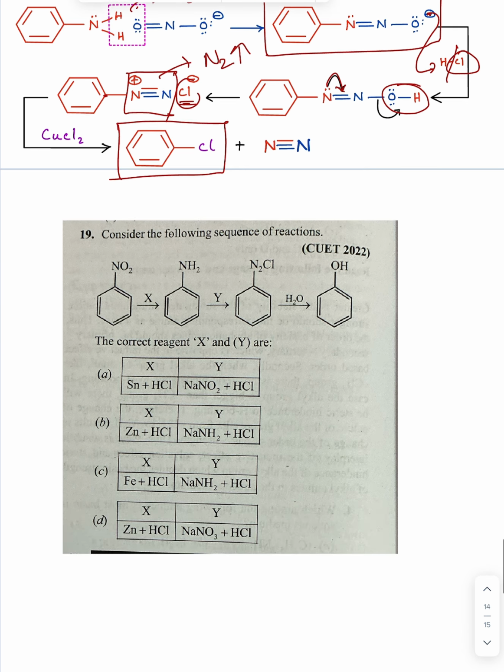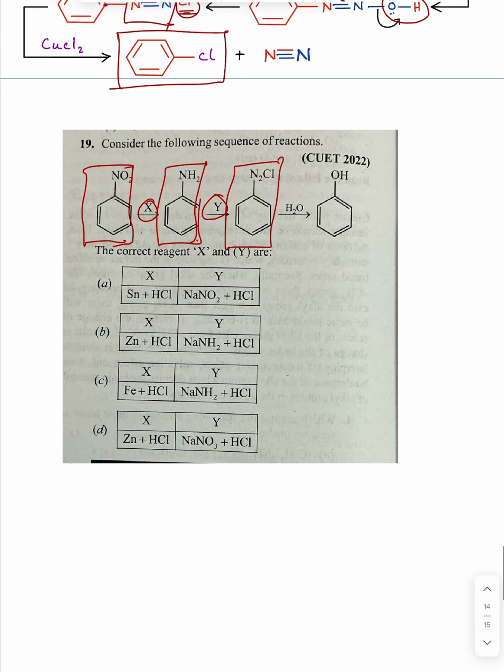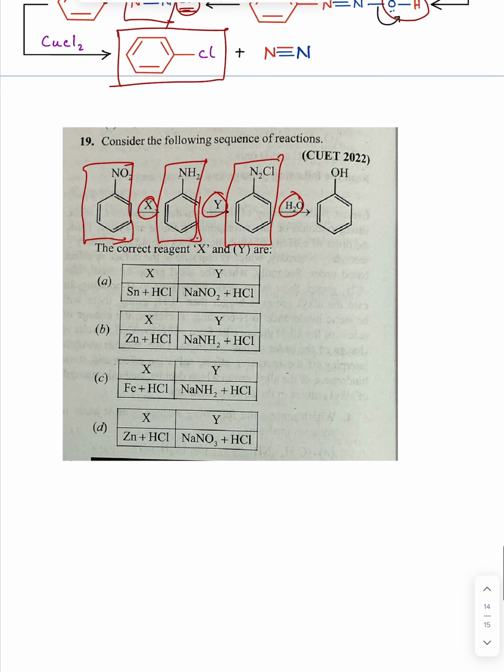Now, regarding this concept, I am showing a past year question from the exam. Here I have nitrobenzene in the first case. It is treated with an unknown reagent, and I get the aniline derivative. The aniline derivative is again treated with an unknown reagent, and I get the diazonium chloride salt. Once I treat the diazonium salt with a water molecule, I get phenol. Now I want to guess what the correct reagents are for X and Y.